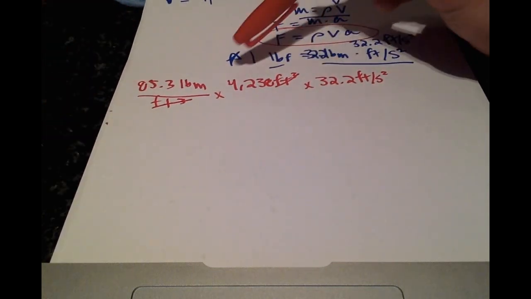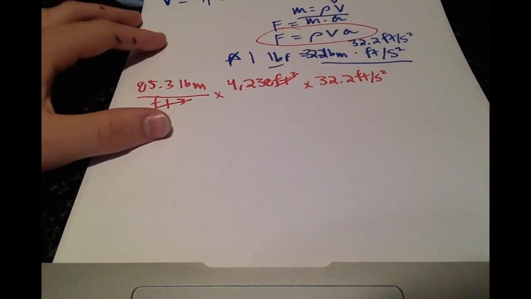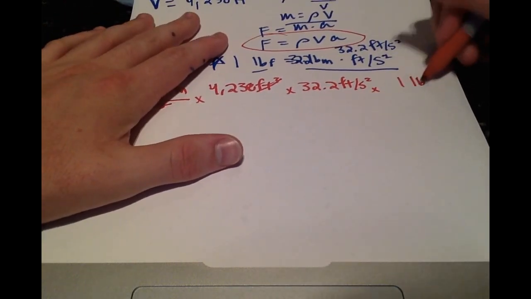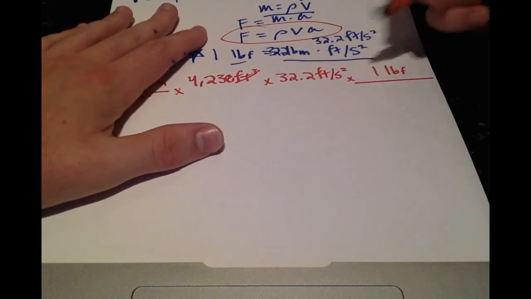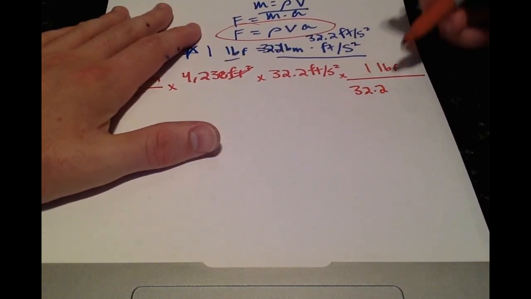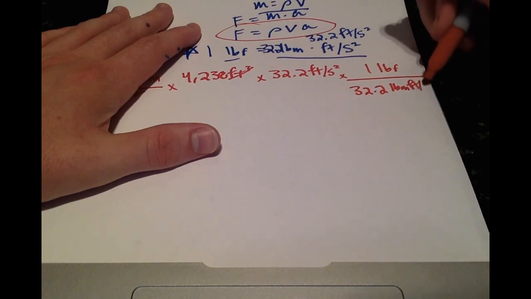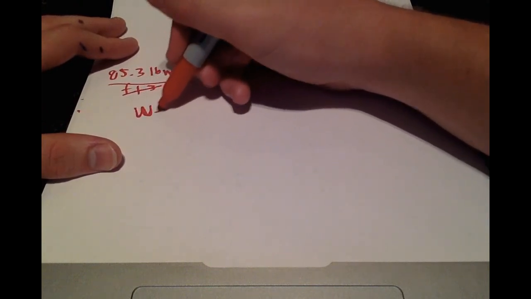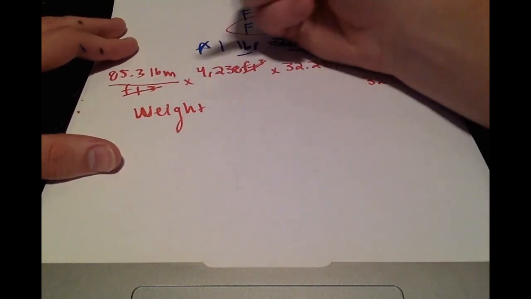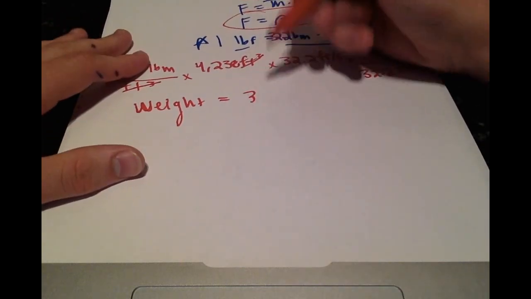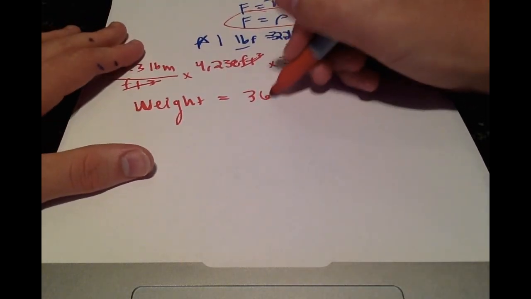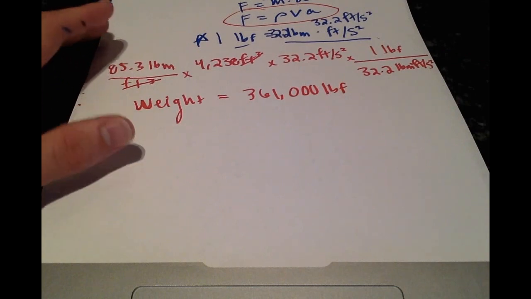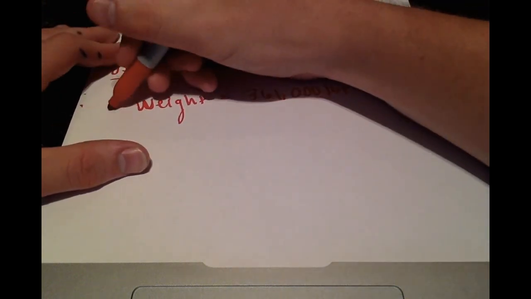Okay, so our current units are pound mass times feet per second squared. And we just said that that is not equivalent to pound force. We have to add one more conversion in here. And that was given to us, that 1 pound force is equal to 32.2 pound mass times feet per second squared. And putting all that together, we get the weight. And remember, weight is a force. 361,000 pound force.